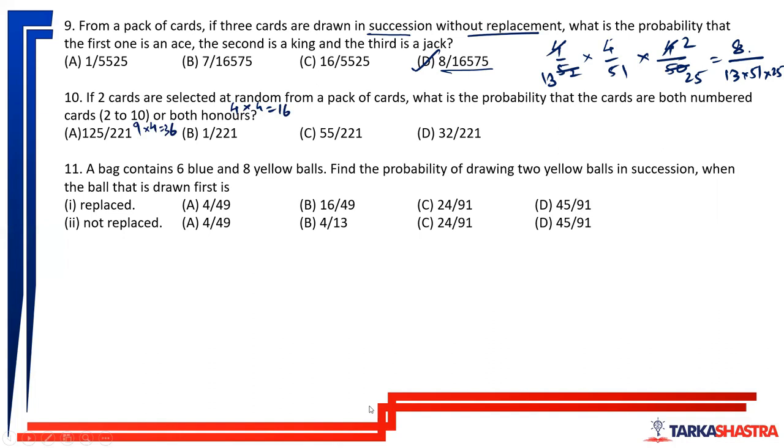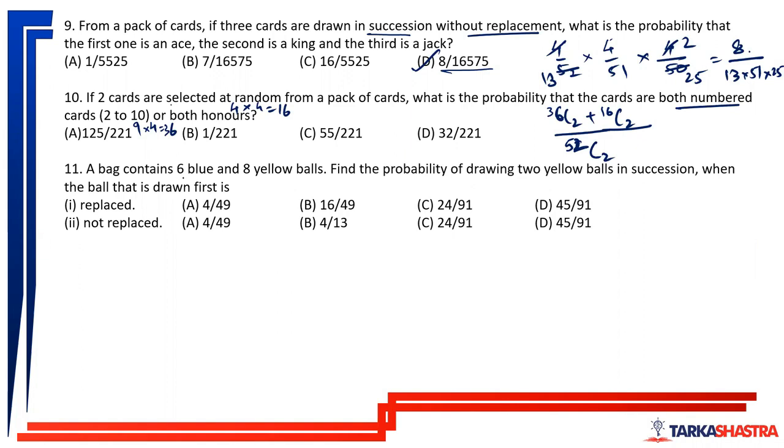Two cards are selected at random. So total number of cases is 52C2. First, the probability that both the cards are numbered cards. So total there are 36, so 36C2. Or both cards are honor cards, so that is 16C2. Now you can do the NCR calculation. I am leaving it up to you.